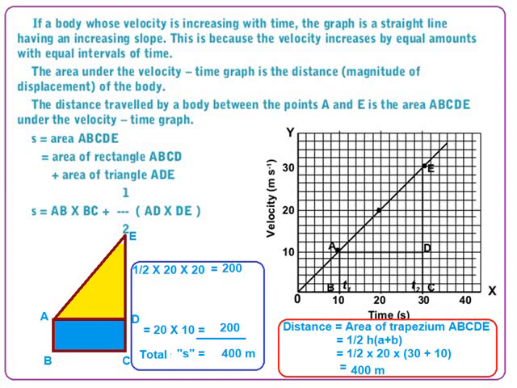If a body whose velocity is increasing with time, the graph is a straight line having an increasing slope. This is because the velocity increases by equal amounts with equal intervals of time. The area under velocity time graph is the distance, that is the magnitude of the displacement of the body. The distance traveled by the body between the point A and E is the area A, B, C, D, E under the velocity time graph.